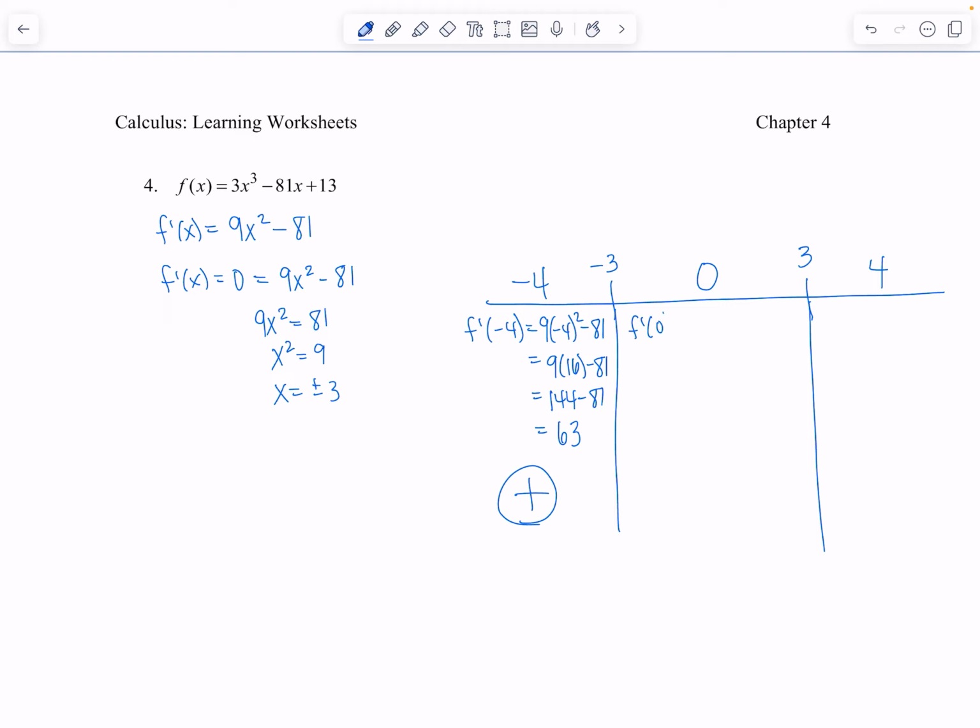f prime of 0. 9 times 0 squared minus 81, so -81. Negative. And f prime of positive 4, 9 times 4 squared minus 81. That's going to give us the same 63, a positive.